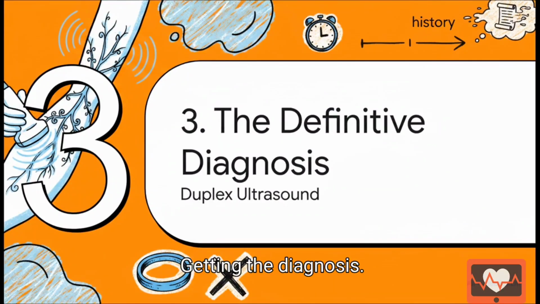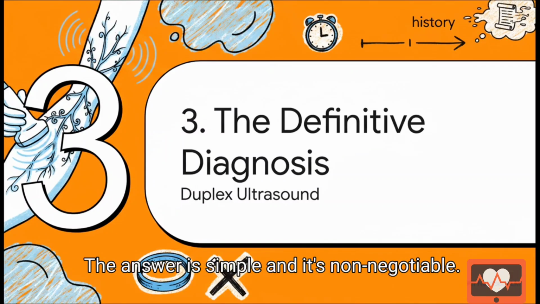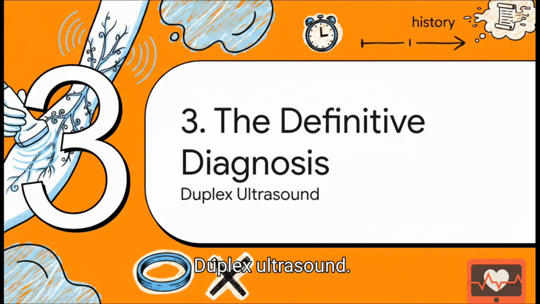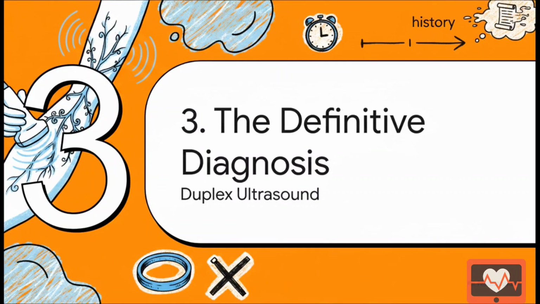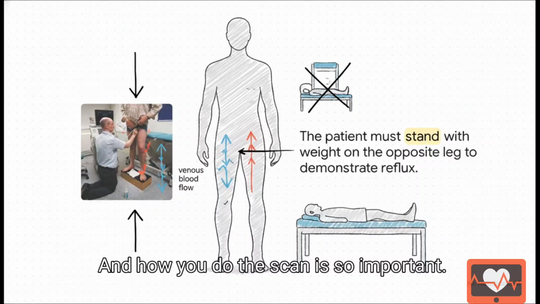Section 3, getting the diagnosis. So you've got the history, you've done the exam. What now? The answer is simple and it's non-negotiable. Duplex ultrasound. This is the mandatory, absolute gold standard investigation you must do before you even think about intervening. All those old tourniquet tests? Forget them. They're history. And how you do the scan is so important.